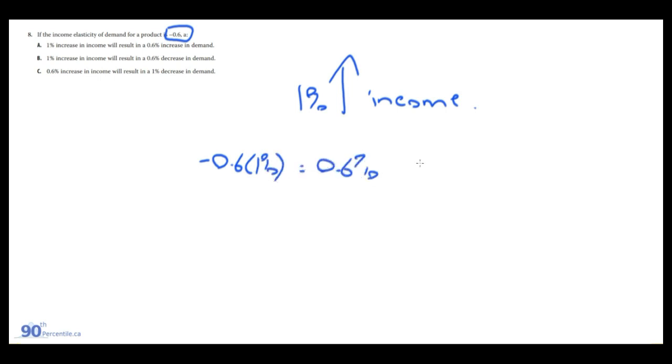This one we can do quickly, but I think it's something we should definitely clear up just to make sure we're all on the same page with elasticity before we move on. If the income elasticity of demand for a product is negative 0.6, what does that mean? It's the same interpretation for both the income elasticity of demand, price elasticity of demand, all of that. All of this is saying is that a 1% increase in income will lead to a negative 0.6 times 1%, or a 0.6% decrease in demand. So the answer is B.